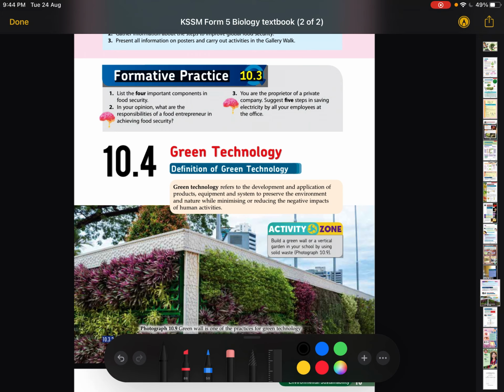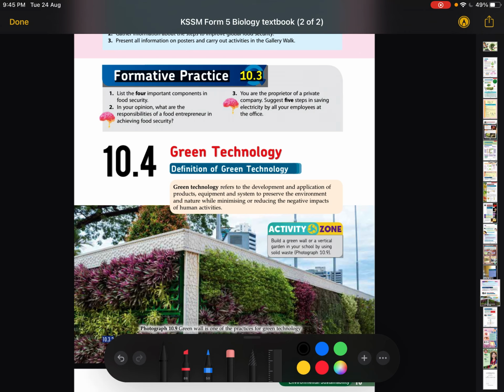The last thing is green technology, just the development and application of products, equipment, and systems to preserve the environment and nature, while minimizing or reducing the negative impacts of human activities. So long story short, green technology is basically when you want to use plants. Yeah, you want to improve on certain things in the world. Like you use plants as your equipment, as your products. Okay, I'm not that good at explaining it. Sorry.